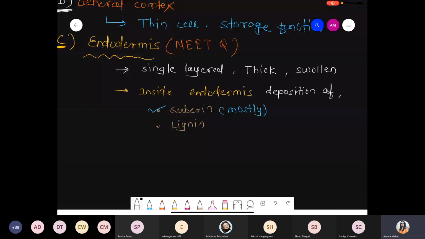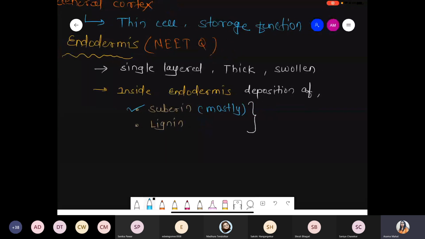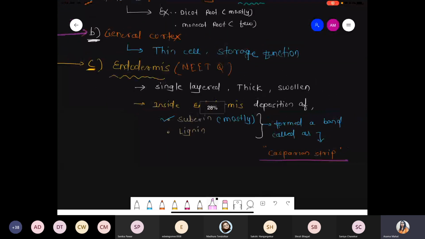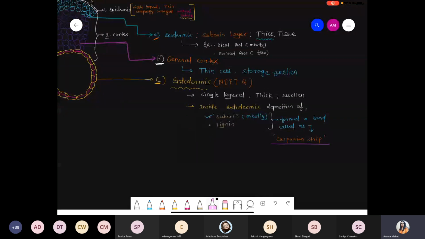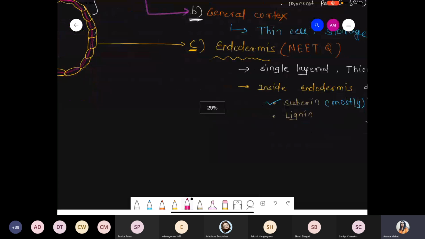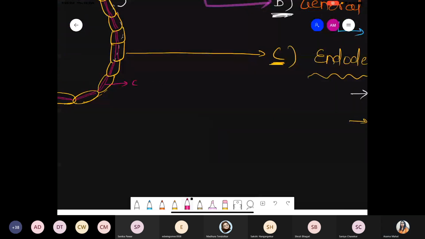So we are talking about material, that is suberin and lignin. Now what happened? Due to deposition of suberin and lignin, they can form a structure, they can form a band. Such a band is called the Casparian strip. Very, very important from the NEET point of view. So I hope you remember हमने diagram में कुछ band draw किए हुए हैं, right? There is a dark pink color band present. Such bands are nothing but the Casparian band. Casparian strips or Casparian band.